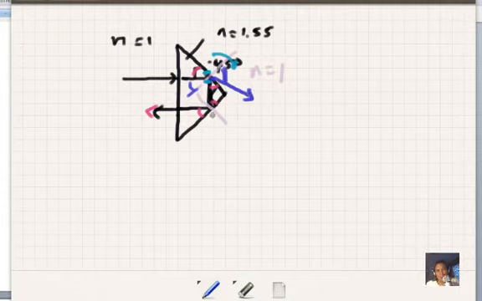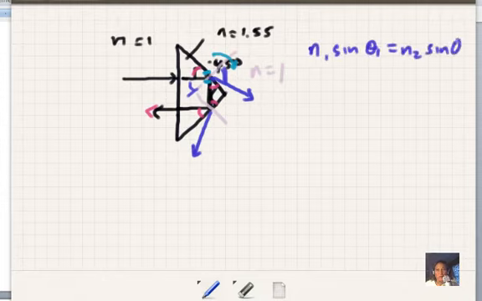So it does the same thing here. We expect, here's the incident angle, 45 degrees. We're expecting it to be more than 45 degrees. And then in this case, it goes straight through. Okay, what are the angles? Well, we can use Snell's law here: n1 sine theta 1 equals n2 sine theta 2.